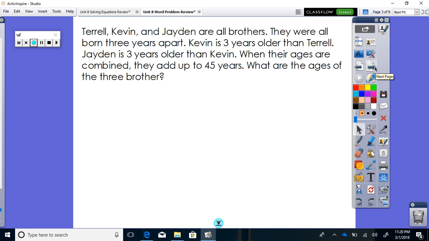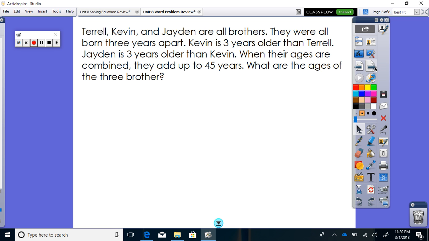All right. Terrell, Kevin, and Jaden are all brothers. They're all born 3 years apart. Kevin is 3 years older than Terrell. Jaden is 3 years older than Kevin. And when their ages are combined, they add up to 45 years. What are the ages of the 3 brothers?